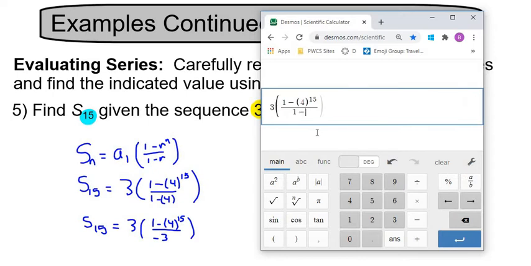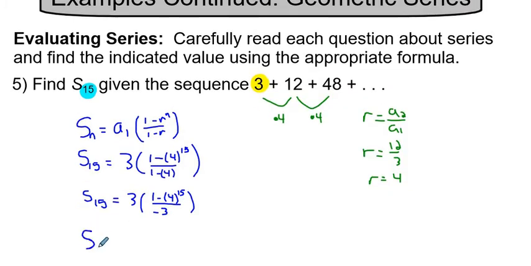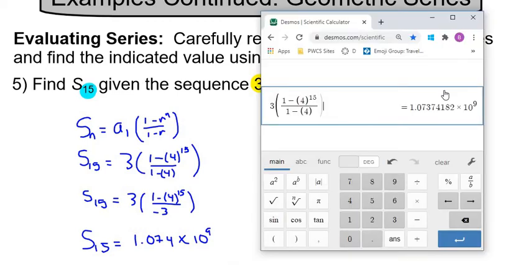Then you type in 1 minus 4, and we get an answer that is in scientific notation. Now that answer in scientific notation is perfectly fine. So S of 15 is equal to 1.074 times 10 to the 9th power. And just keep in mind to round to the third decimal place.